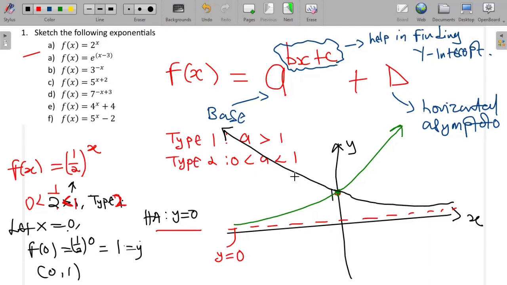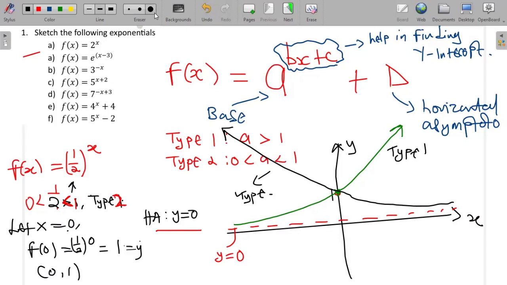So you are seeing that these two graphs are not touching this horizontal asymptote here. For a type 2, it starts from the right, passes through the y-intercept and then goes to the left. And for a type 1, it starts from the left, passes through the y-intercept, and goes to the right. So this one here is a type 1, and this one here is a type 2.